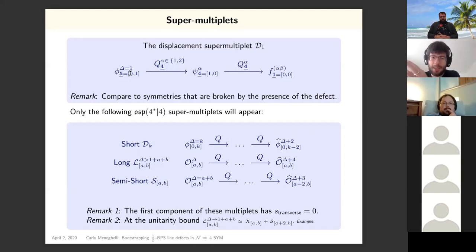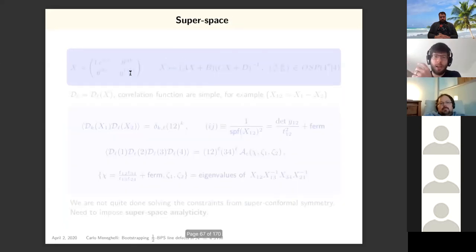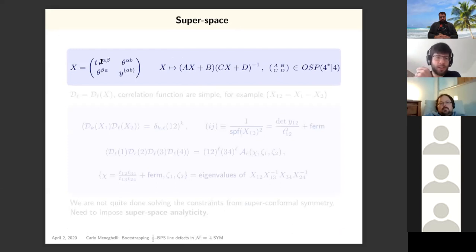I will be fast on it, but I think it's an important part of the story which shouldn't be underestimated. It is convenient to describe correlation functions involving those sorts of operators and impose all the constraints we can from the conformal symmetry. And it's very convenient to introduce an ad hoc superspace to describe such correlation functions. If you don't have supersymmetry, you just have t, which is the time on the line, this one-dimensional story.